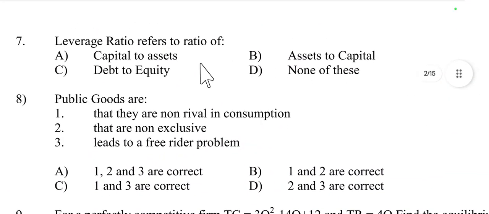Then question number 7: leverage ratio refers to ratio of capital to asset, asset to capital, debt to equity, or none of this. So leverage ratio refers to debt to equity ratio. Generally, the leverage ratio typically refers to the ratio of a company's debt to its equity, which measures the extent to which a firm is using borrowed money, or we can say debt, to finance its operation relative to its own funds like equity. Debt to equity ratio is called leverage ratio.